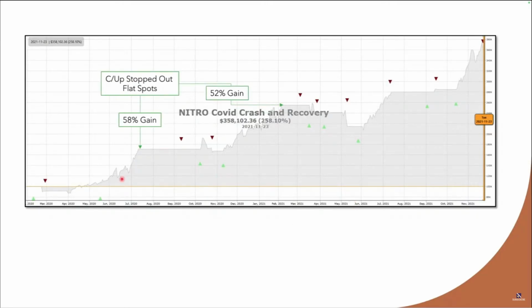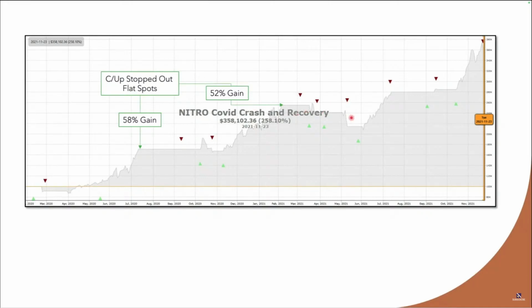Again, if I look at Nitro, I got a 58% gain coming out of the COVID low, moved up, got a 58% gain, and had this big long flat spot for like 2 months, and then got the confirmed down, and then could not get into another signal until here. This is the green up arrow here. Sorry, it's hard to see. And I got stopped out. That was kind of an odd time during the recovery. Got stopped out, but got back in, had another 52% gain.